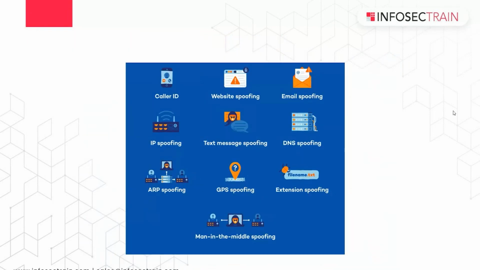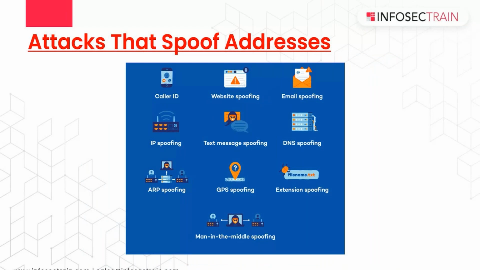Right now, like this first one, attacks that spoof addresses. So we have different attacks where we are spoofing the IP addresses, or we are spoofing the calls, ARP spoofing, GPS spoofing, different types of spoofing, right? So, what is spoofing?